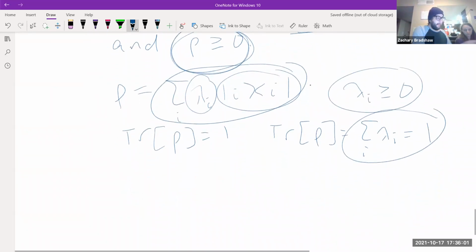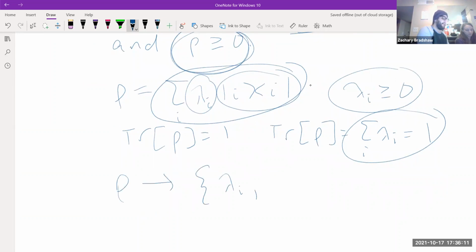Okay. So an ensemble of pure states for this density operator would be lambda I. And so that ends the proof. So the ensemble of pure states is equivalent to the density matrix. So you could use either one, but the density operator seems to be really convenient in a lot of cases.